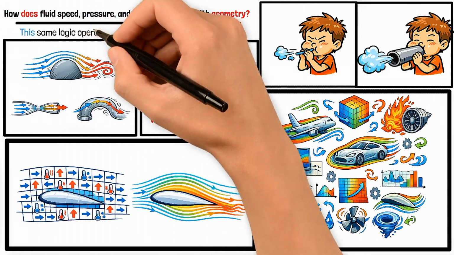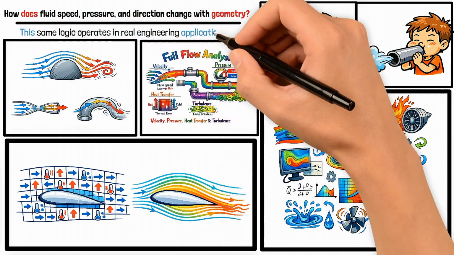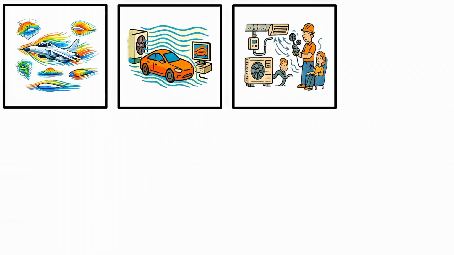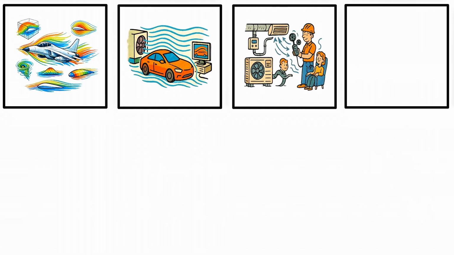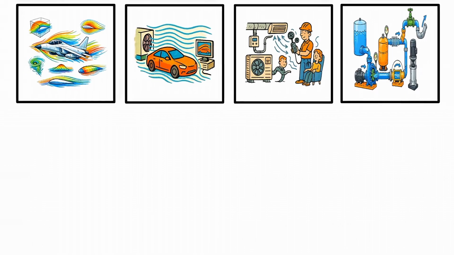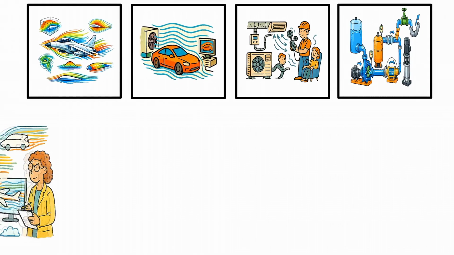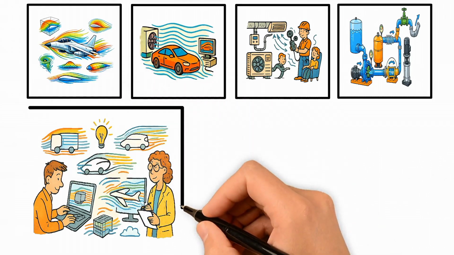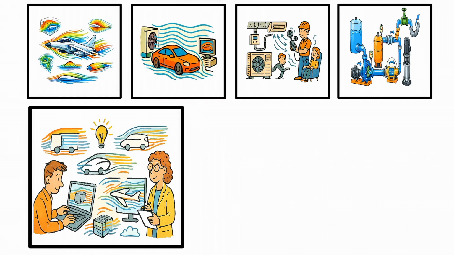This same logic operates in real engineering applications. Aircraft aerodynamics are optimized using CFD. Car designs are tested for drag reduction. HVAC systems are analyzed for airflow comfort, and pipes and pumps are designed to avoid pressure losses and cavitation. Engineers use CFD to test hundreds of design variations digitally, something that would be impossible with physical experiments alone.